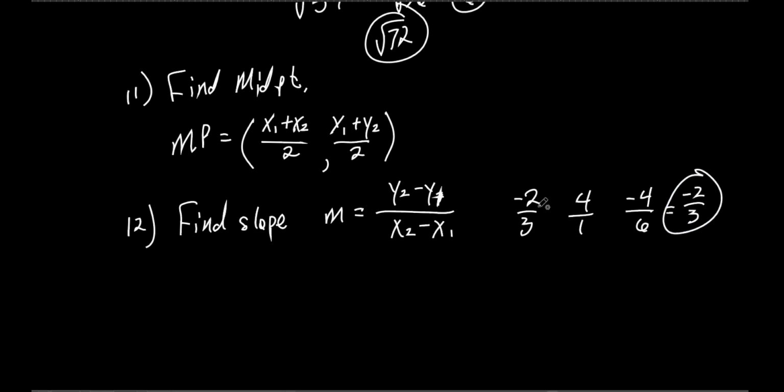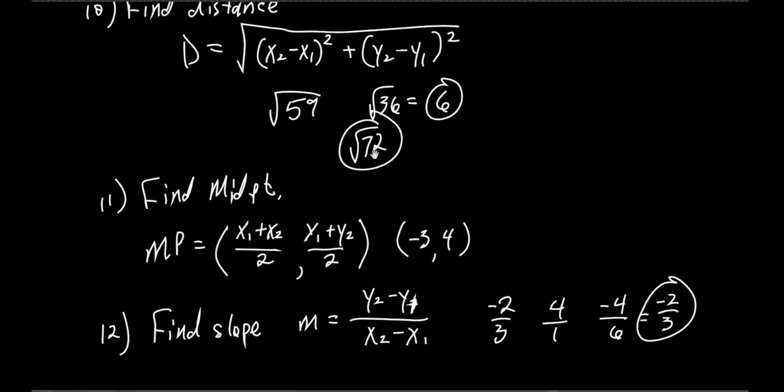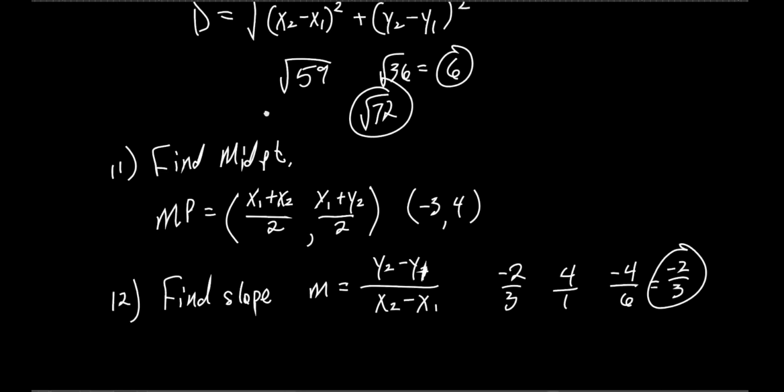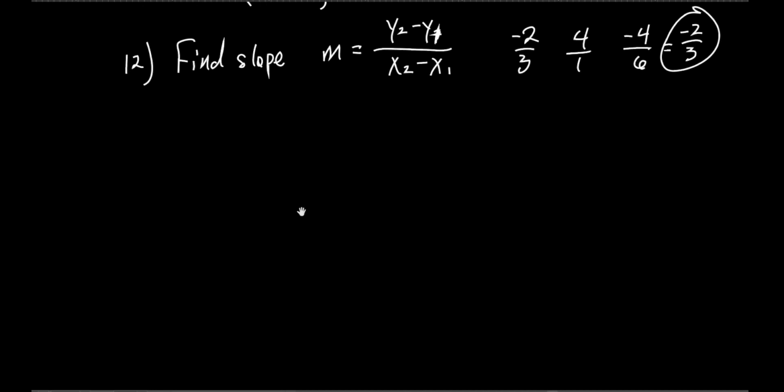All right, so your answer is going to look like a fraction or a whole number. This is going to look like a point, like -3, 4, or something like that, okay? This is going to come out to be a number, a whole number, or a square root of something. So make sure you know the difference between all 3 of those. So that's up to 12.